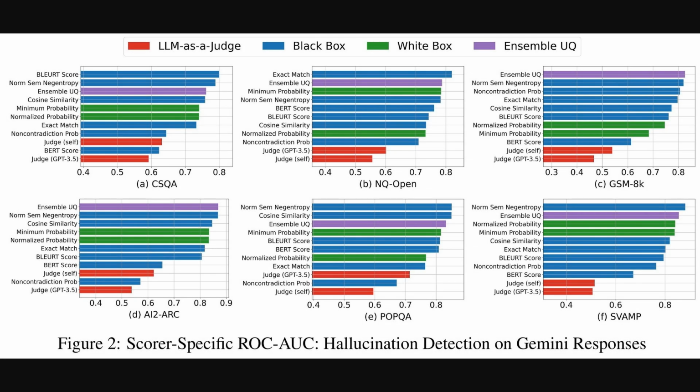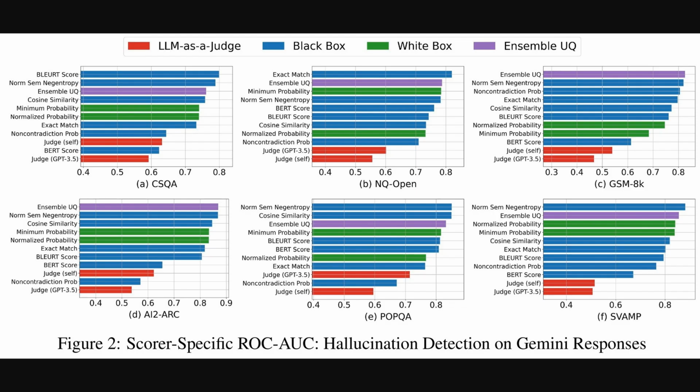Alright, building on that, we shift focus. Instead of filtered accuracy, these bar charts show us the ROCAUC scores for hallucination detection, again for Gemini responses across those same 6 benchmarks, like CSQA and SVAMP. ROCAUC, or Receiver Operating Characteristic Area Under the Curve, is a common way to measure how well a model can distinguish between hallucinated versus correct responses across all possible thresholds. A higher ROCAUC, closer to 1, means better overall performance.